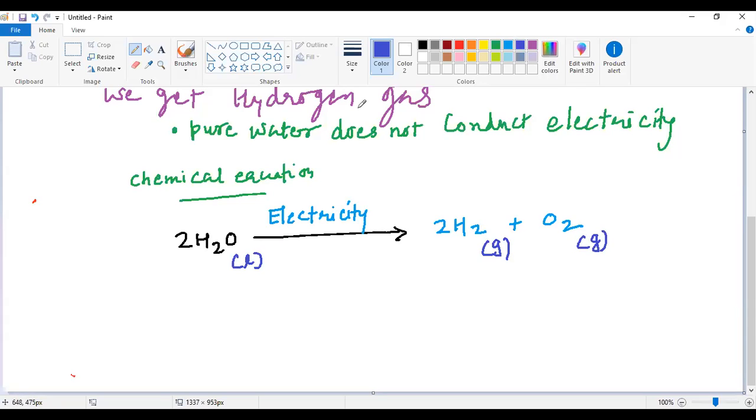Now, my dear students, please remember, it is very important, that this oxygen we get at the anode. This hydrogen we get at the cathode. It is very important for you to remember the electrodes at which we get these substances. This cathode is nothing but your negative electrode and your anode is your positive electrode.